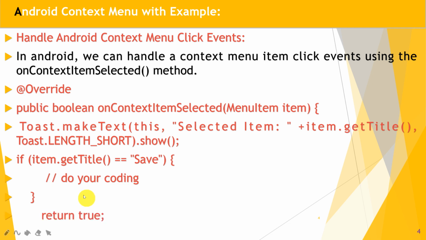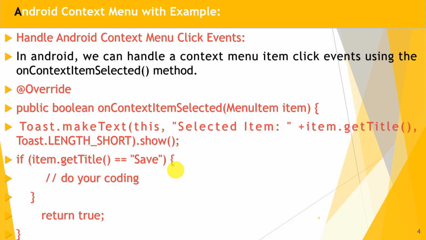Great guys. So what is the return type of this onContextItemSelected method? That is always boolean, because it is an override method. So return true, otherwise it gives you a syntactical error guys. So the return type is boolean, so return true as a boolean value. Great. Guys, hope you understand.